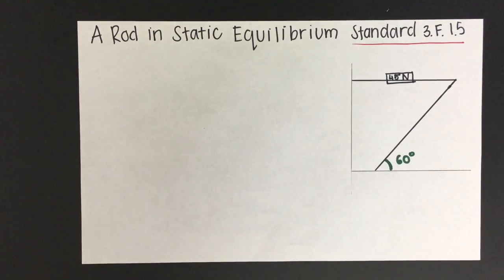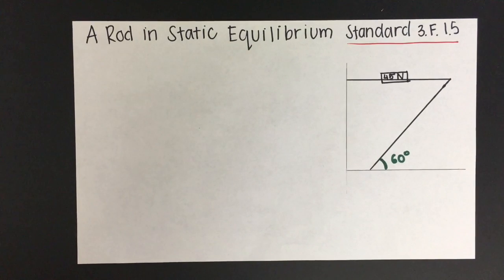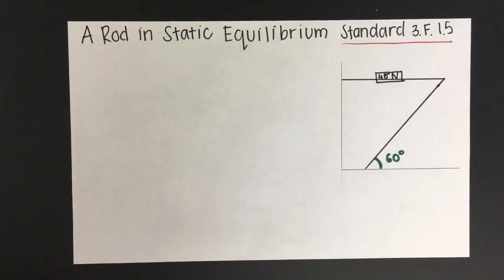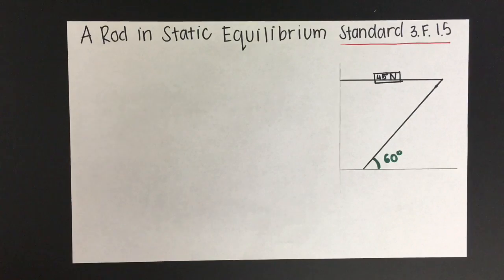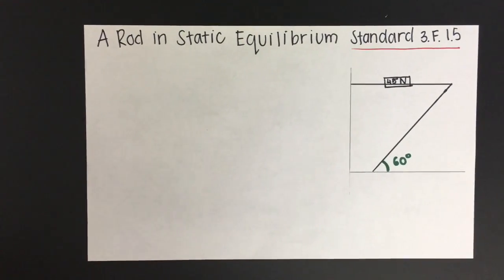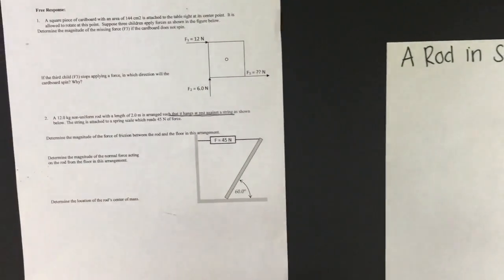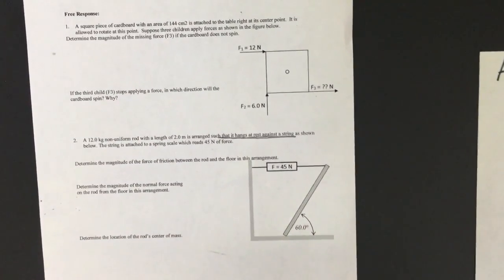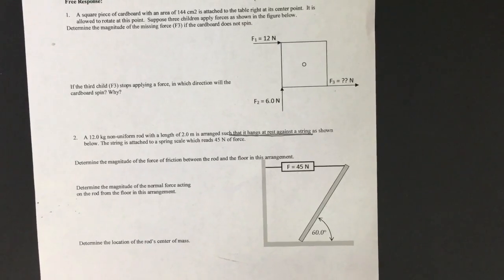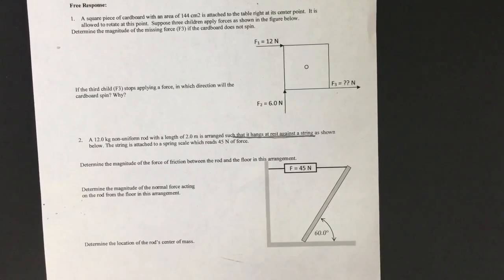So the problem I chose is a rod in static equilibrium, which is standard 3.5.1.5. The problem states that a 12 kg non-uniform rod with a length of 2 meters is arranged such that it hangs at rest against a string as shown below. The string is attached to a spring scale which reads 4.5 newtons of force.